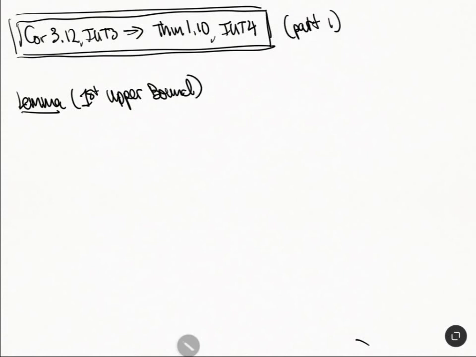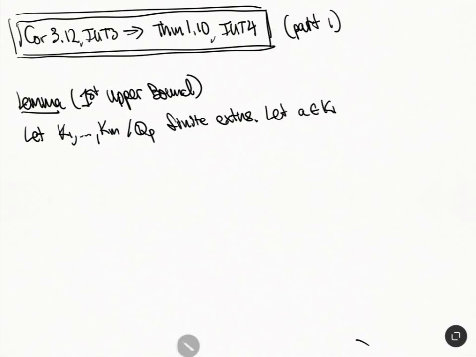What it has to do with is the local part of the multi-radial representation of the theta pilot object. This is the region U theta from the corollary 3.12 video. So let K1 through Km over Qp be finite extensions. We let A be an element of Km with p-adic absolute value of A less than 1.